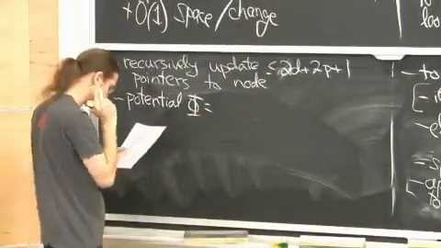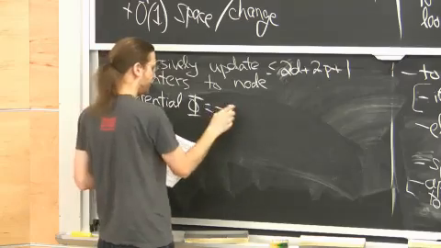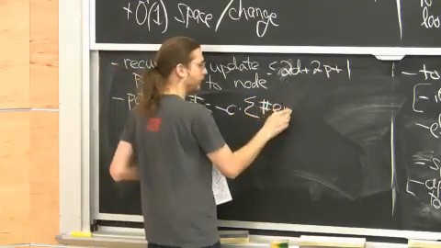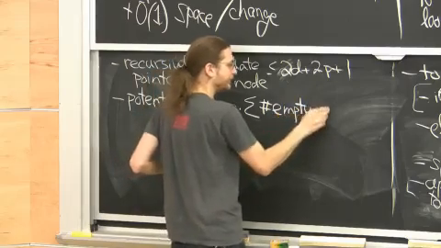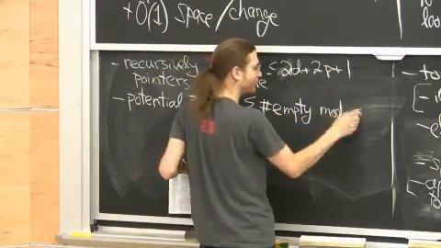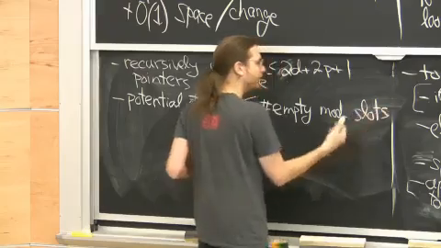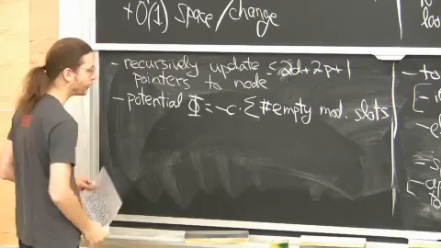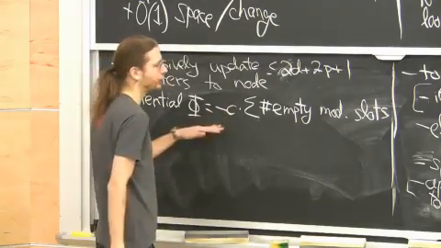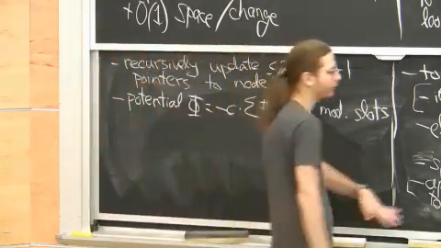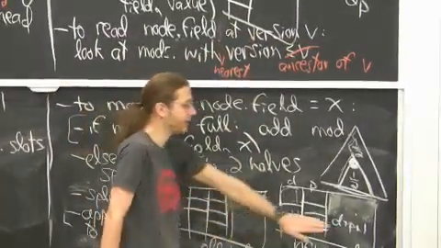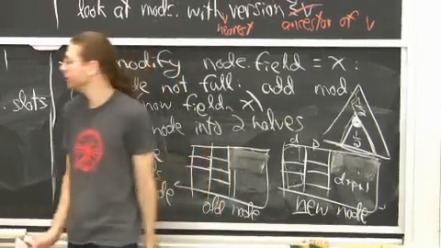The potential is minus C times the sum of the number of empty mod slots. It's kind of the same potential, but before we had this notion of dead and alive nodes, and now everything's alive because everything could change at any moment. So instead, I'm going to measure essentially how much room I have in each node. Before I had no room in this node, now I have half the space in both nodes. So that's good news.